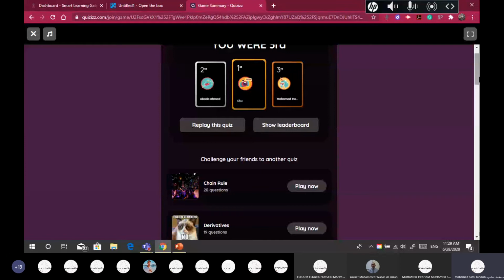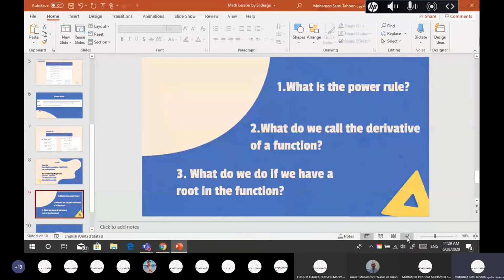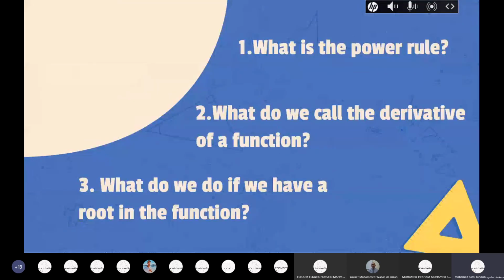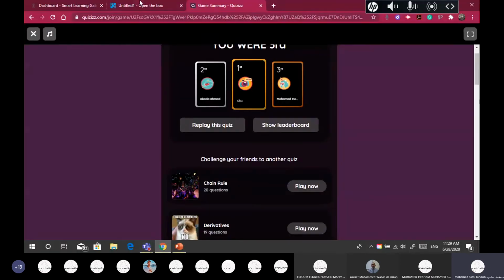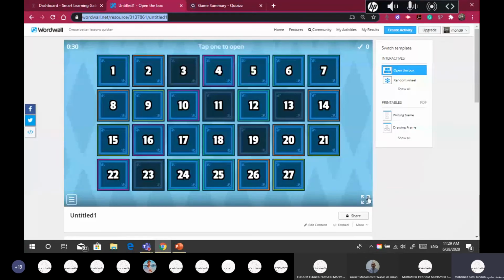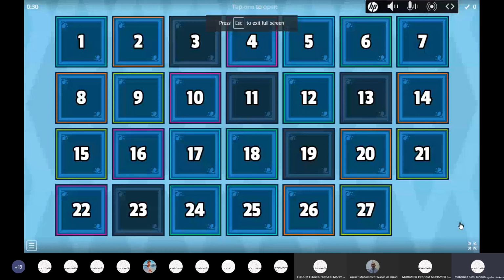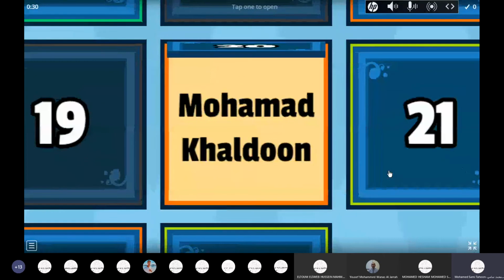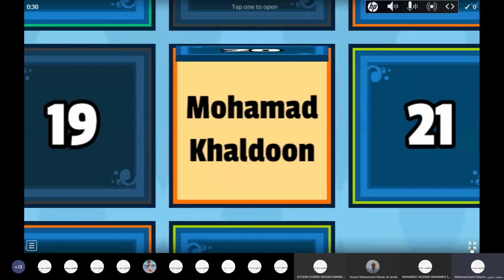Okay, now for our last segment, let's answer those 3 questions. What is the power rule? What do we call the derivative of a function? What do we do if we have a root in the function? Now let's use the open the box game to pick who is going to answer. Okay, Munir, can you pick the first question, please? The first number? 20. Okay. Muhammad Khaldoon, can you answer the first question?